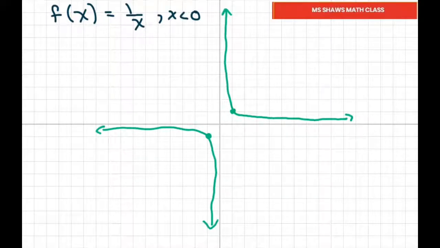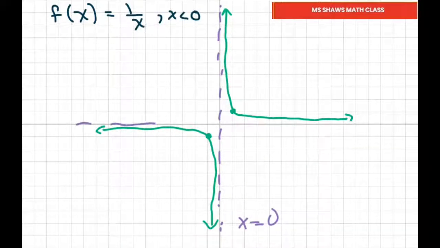This one has a vertical asymptote at x equals 0, because you can't divide by 0. So x can't equal 0 there. It also has a horizontal asymptote at y equals 0.